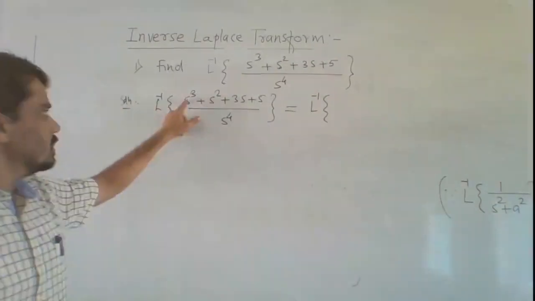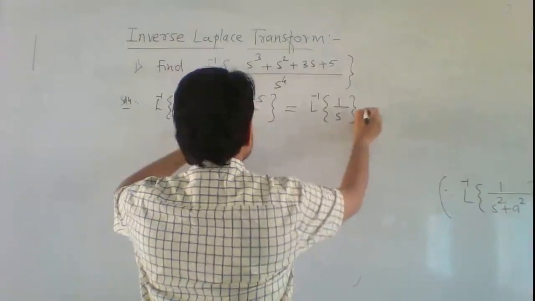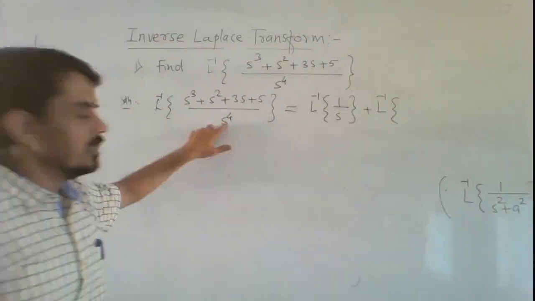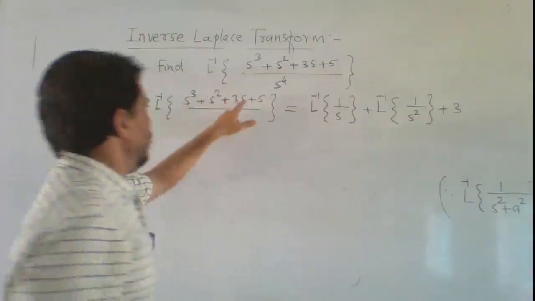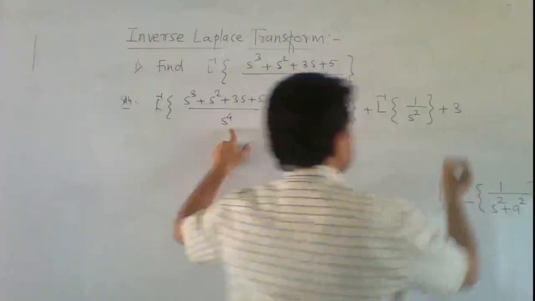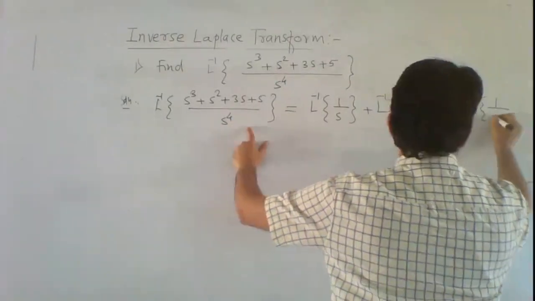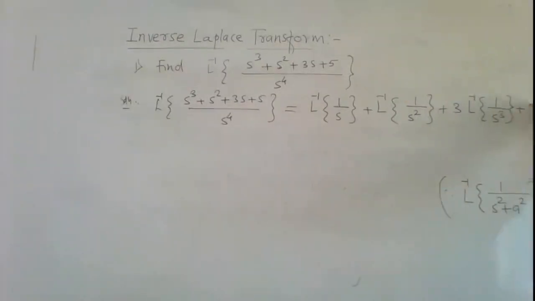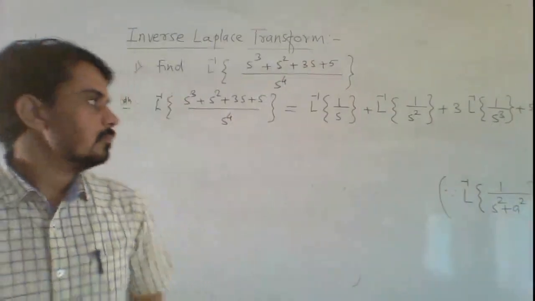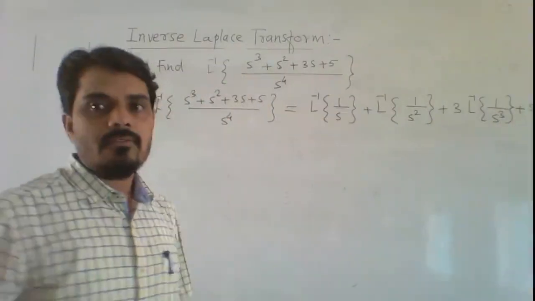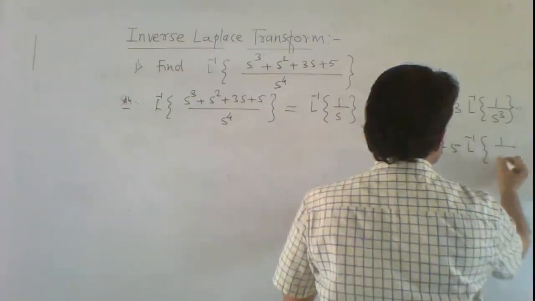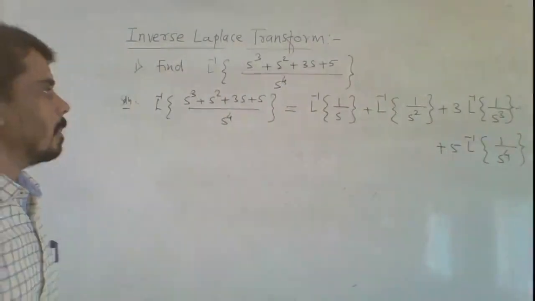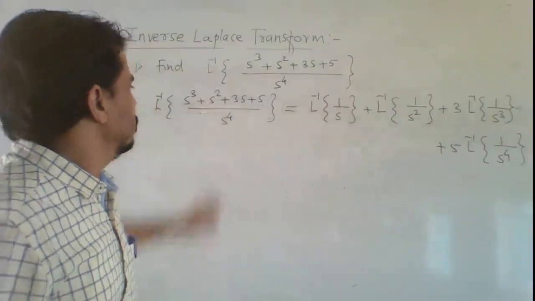L inverse of s cube upon s to the power 4, meaning 1 by s, plus L inverse of s square upon s to the power 4, which is 1 by s square, plus 3 times s upon s to the power 4, meaning 1 upon s cube, plus 5 times L inverse of 1 upon s to the power 4. Continue this.